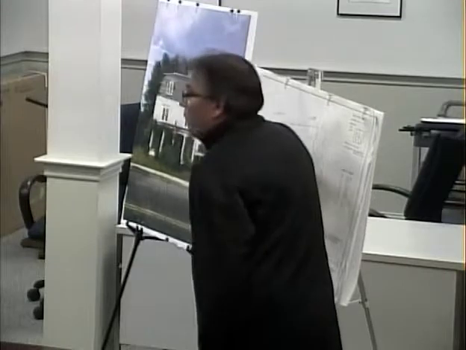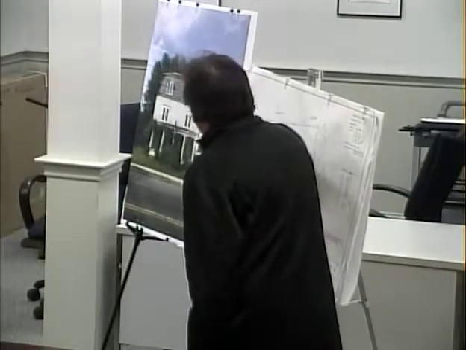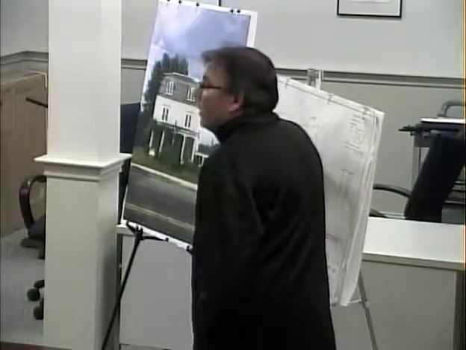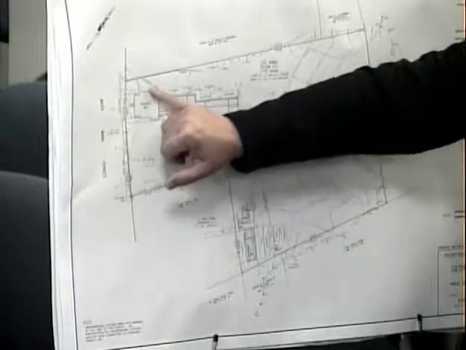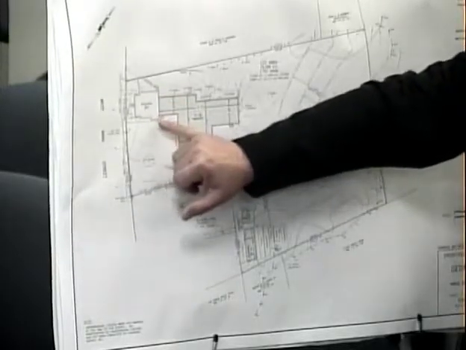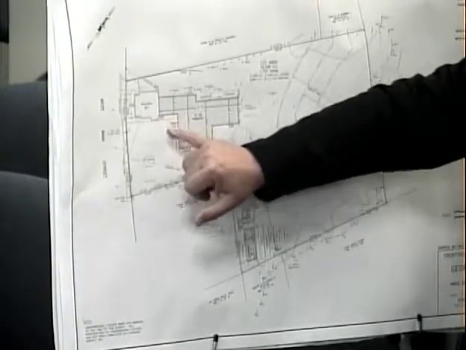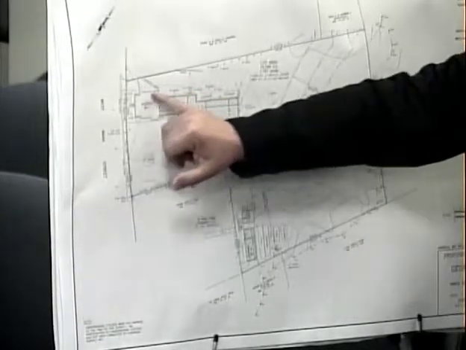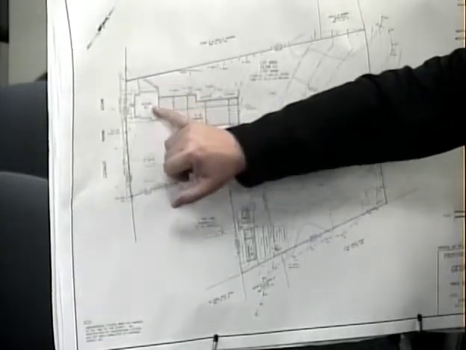The original front building, even though this might all have been built at once, is what the Historical Commission is in agreement with, that they'd like us to keep and restore. And we have no problem doing that. That's what we kind of wanted to do anyway. So we're excited about doing that.